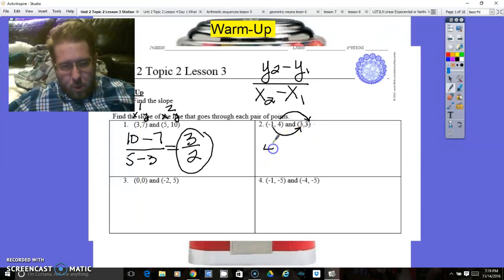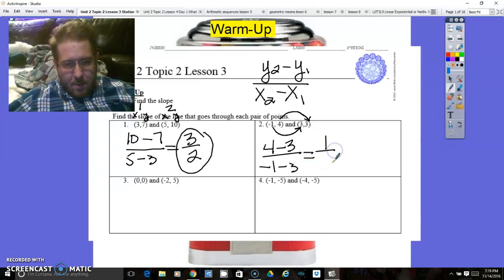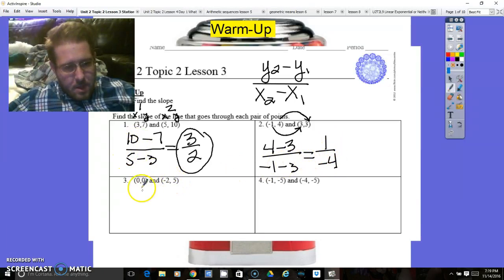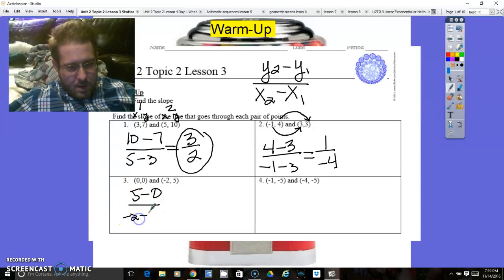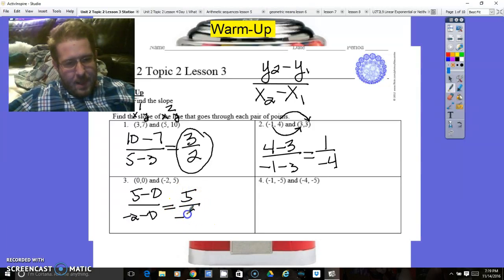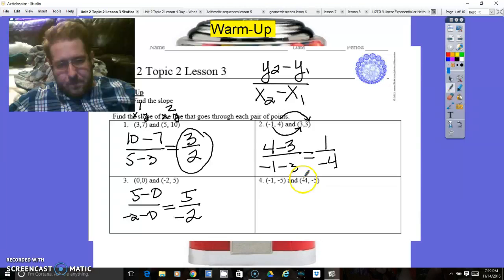So I'm going to put 4 minus 3 on top and negative 1 minus 3 on bottom. And that's going to give me 1 over negative 4, which is like going up 1, left 4, or down 1, right 4, no matter how you want to do it. All right, so this one I'm going to do 5 minus 0 on top, negative 2 minus 0 on bottom. That means you're going up 5, left 2, or down 5, right 2.